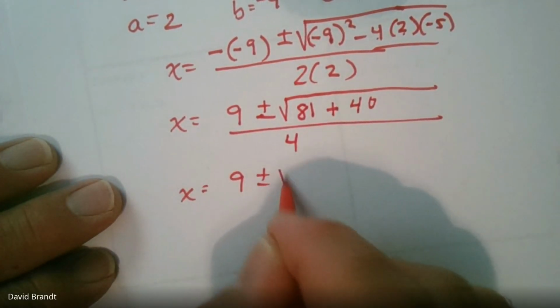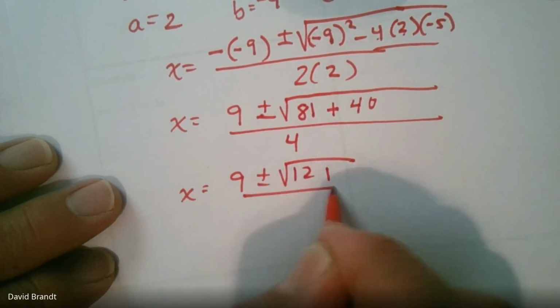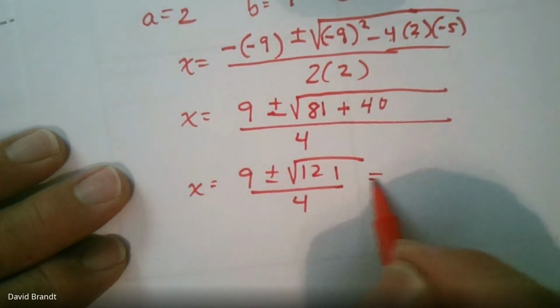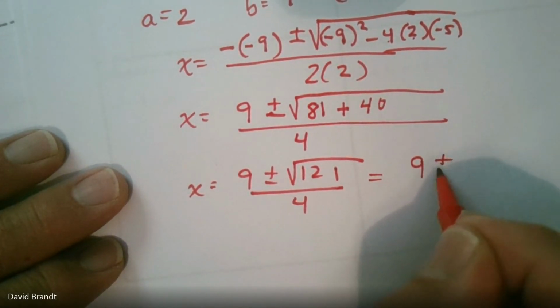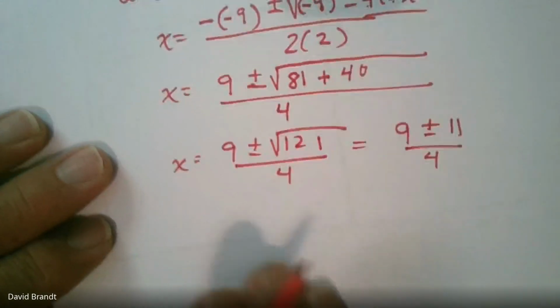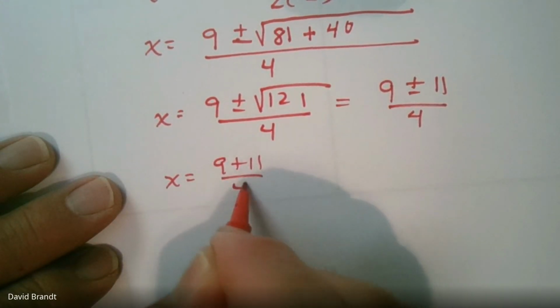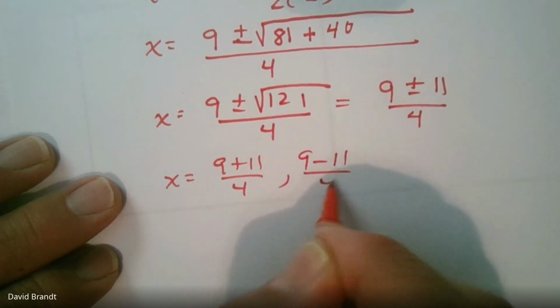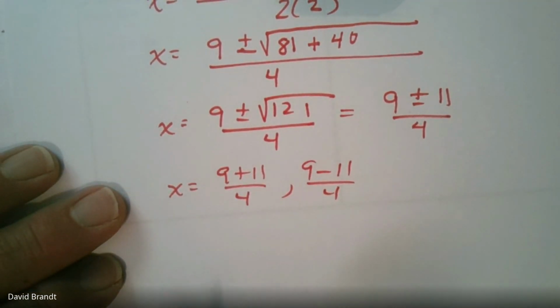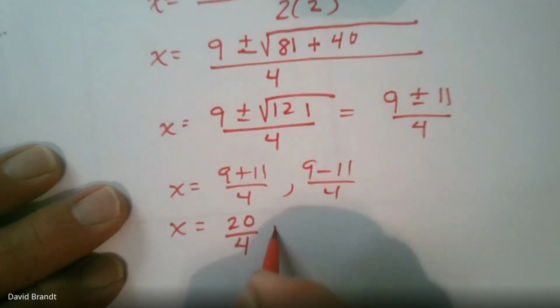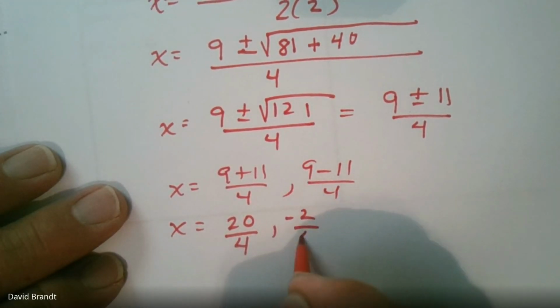That's going to be 9 plus or minus the square root of 121 over 4. We just did one like that. We know the square root of 121 is 11. All right, so I've got to break this up into 2. 9 plus 11 over 4 and 9 minus 11 over 4. What's 9 plus 11? That's 20. What's 9 minus 11? That's negative 2.